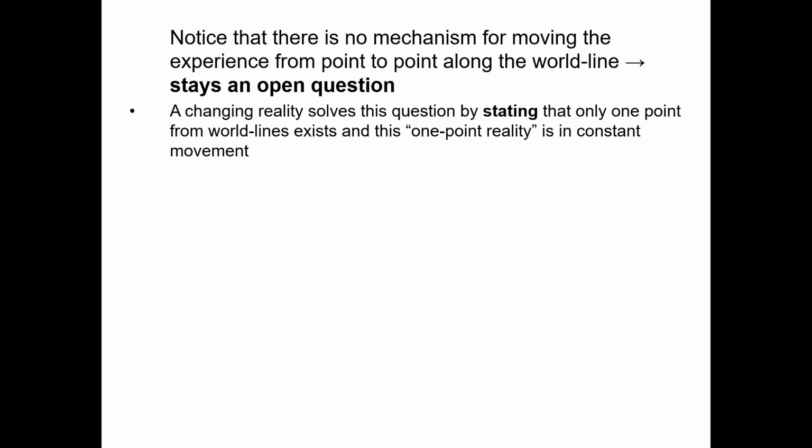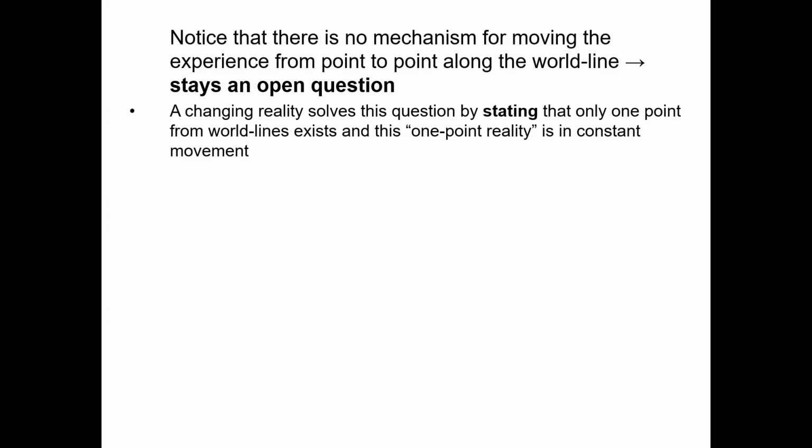But now if we go back for a minute to our other way of describing reality, the changing reality description, then in that case, changing reality solves this question by stating that only one point from the world line exists, and this one point reality is in constant movement. Now, although this is a statement, so there is no real explanation here, it does seem to offer us a mechanism for the ongoing part of the actual world experience.